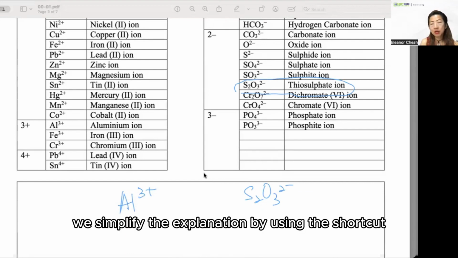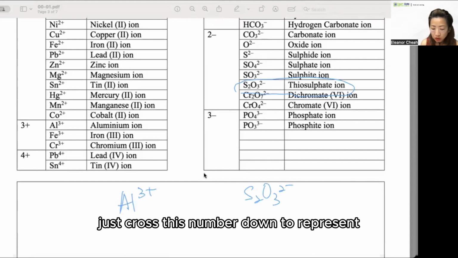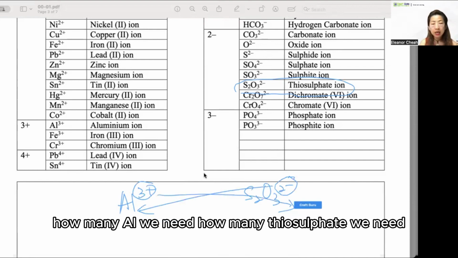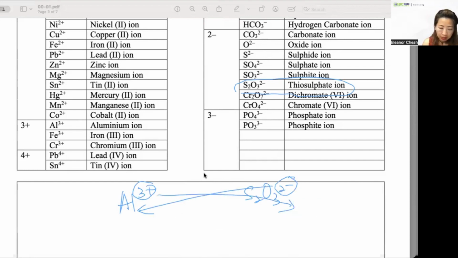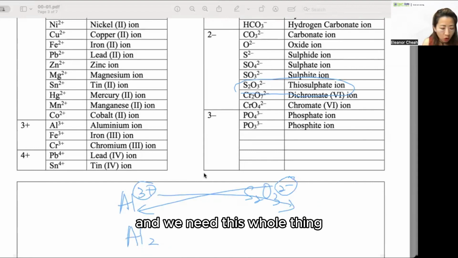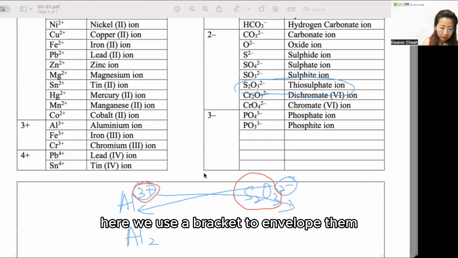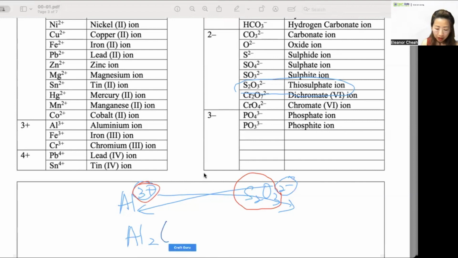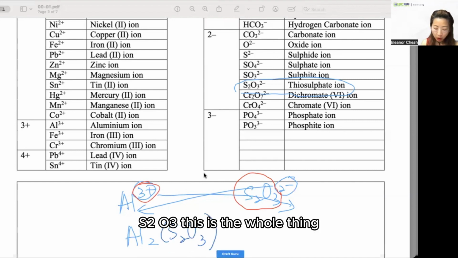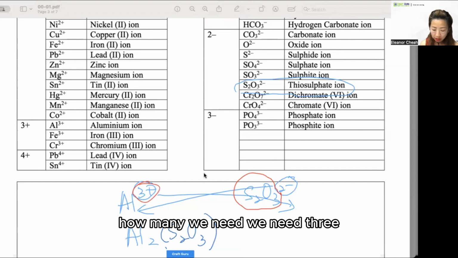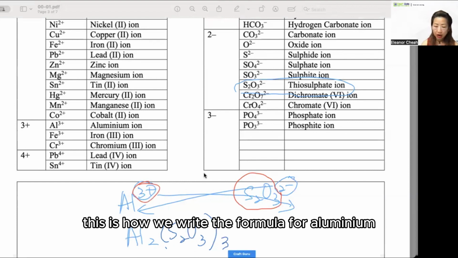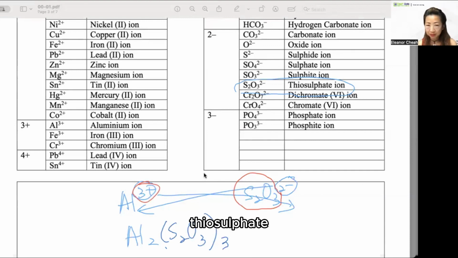We simplify the explanation by using the shortcut. Just cross this number down to represent how many Al we need, how many thiosulfate we need. Here we need 2 Al, and we need this whole thing 3 times. Here we use a bracket to envelop them. S2O3, this is the whole thing. How many do we need? We need 3. This is how we write the formula for aluminium thiosulfate.